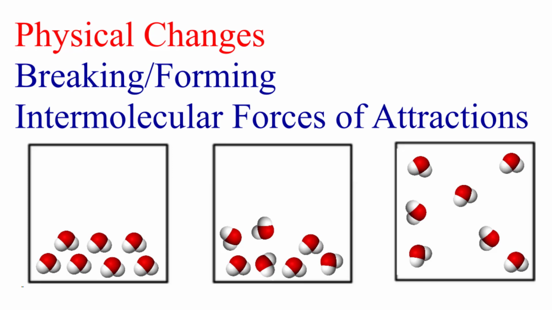A physical change is different than a chemical change in that a physical change is just breaking or forming intermolecular forces of attractions. Inter means between, so intermolecular means between molecules. So these are attractions. Chemical changes are breaking and forming actual bonds, but physical changes are breaking and forming attractions, which means we haven't really changed the molecule at all, or the substance.